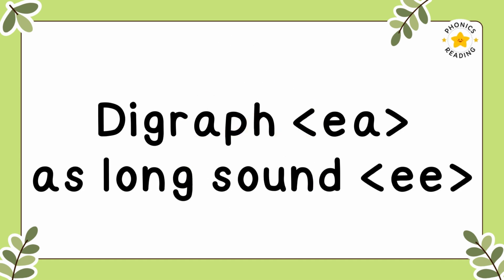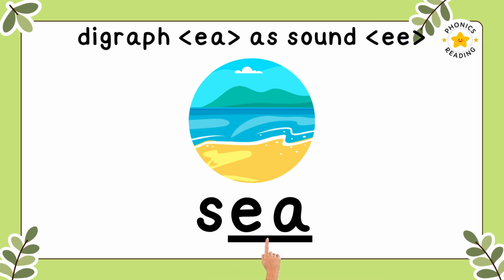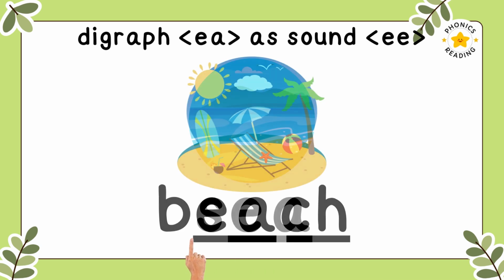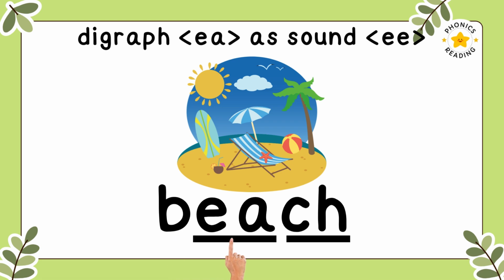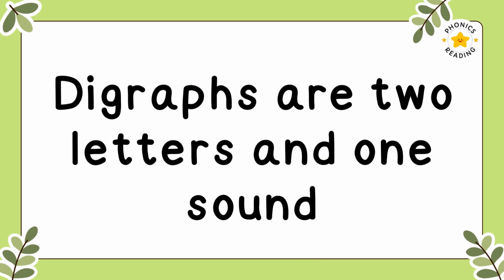Digraph EA has long sound E. S, E, C. B, each, beach. In beach, there are two digraphs, EA and Ch. Digraphs are two letters and one sound.